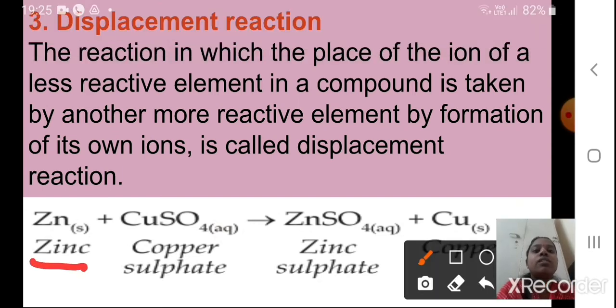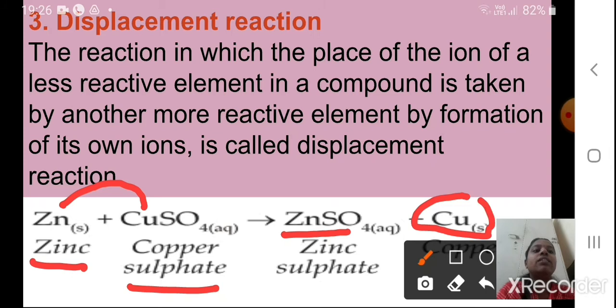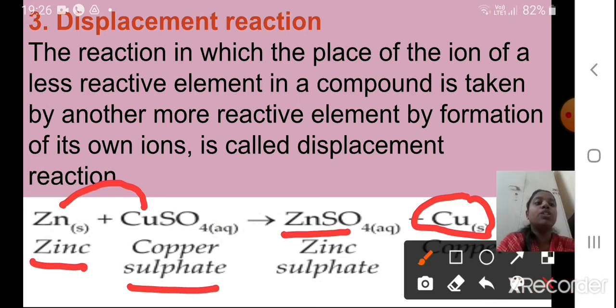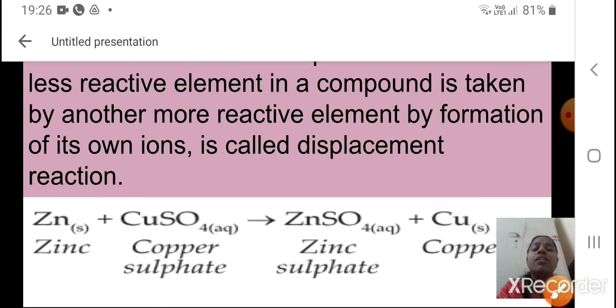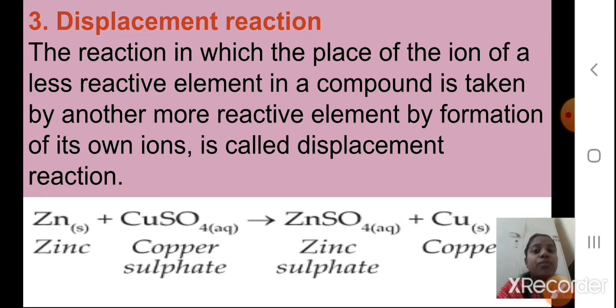Zinc, you can see students, Zn plus copper sulfate, CuSO4. Now this zinc takes the place of copper and hence zinc sulfate is formed, and copper you will get in the solid state. Okay students, copper ions you will get. So here again I'll read the equation. The equation is Zn plus CuSO4 gives you ZnSO4 plus Cu. Okay students, so this is a type of displacement reaction.